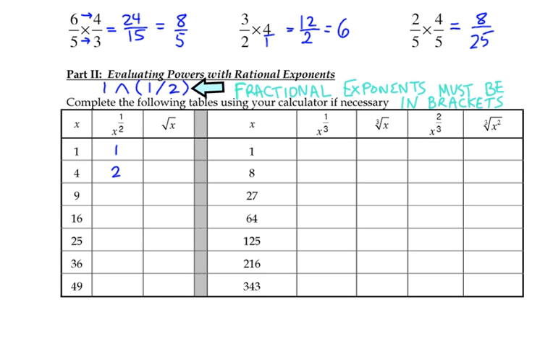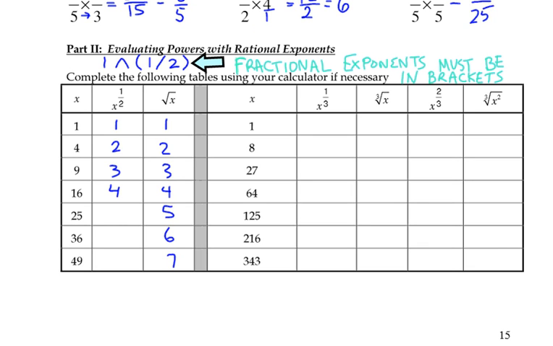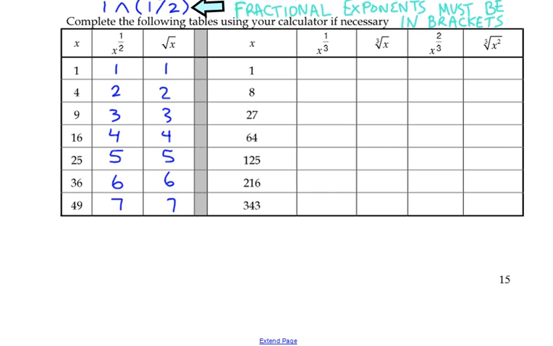Okay, so you should have had, when we take the square root of 1, it's 1, 2, 3, 4, 5, 6, 7. And what did you find here? Same thing. So what conclusion can we draw? Square root of x is the same thing as x to the power of 1/2. Interesting. Okay, so that's our first conclusion.